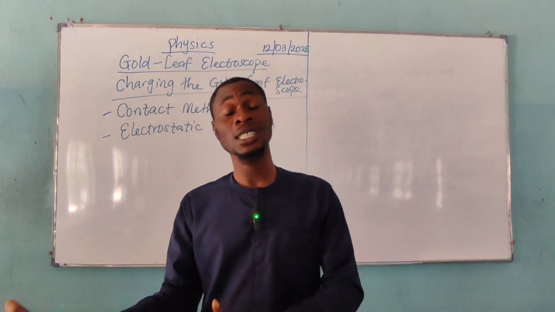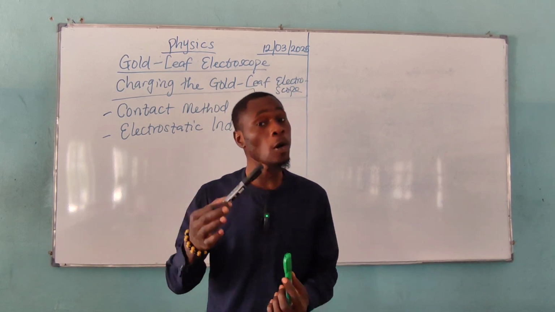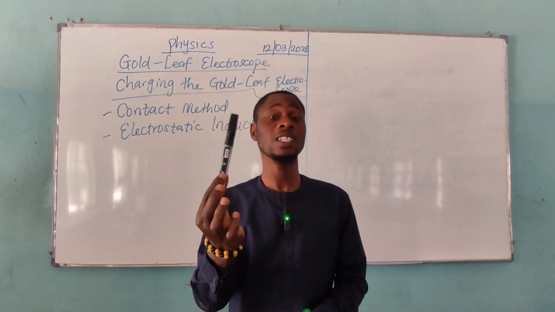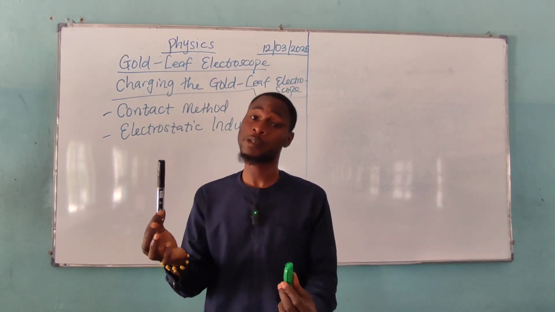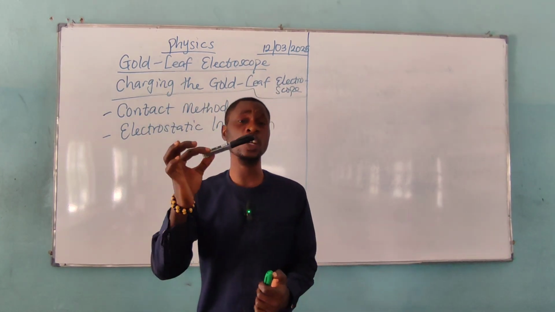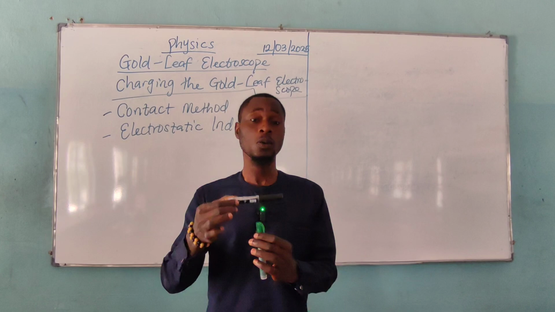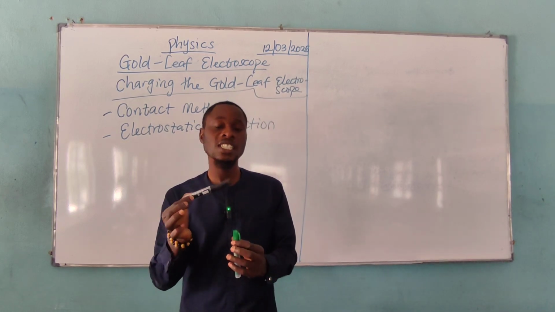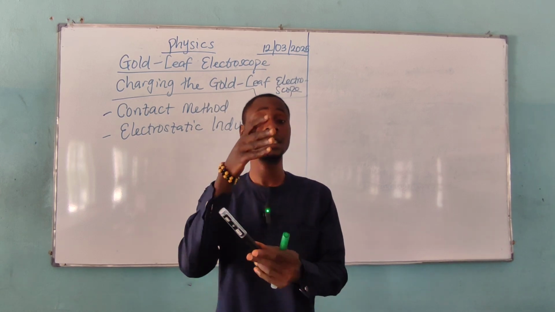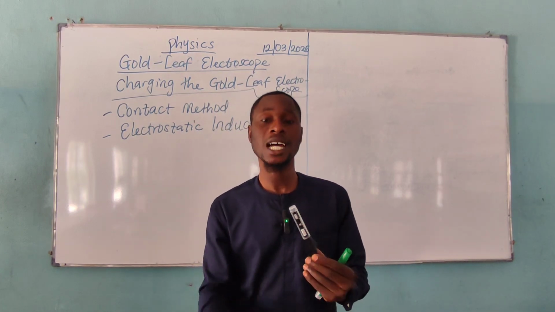By contact method, just like the name implies, a body that is charged either positively or negatively is brought in contact with the brass cap of the gold leaf electroscope. For instance, let's say this is my positively charged body, and this is my gold leaf electroscope. And this is the cap where the body is going to be placed. By bringing your positively charged body in contact with the cap of the gold leaf electroscope, some charges will be passed from the positively charged body down to the gold leaf electroscope, and they will pass through the brass disc down to the gold leaves.